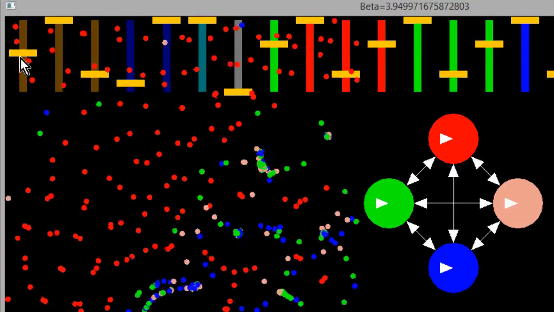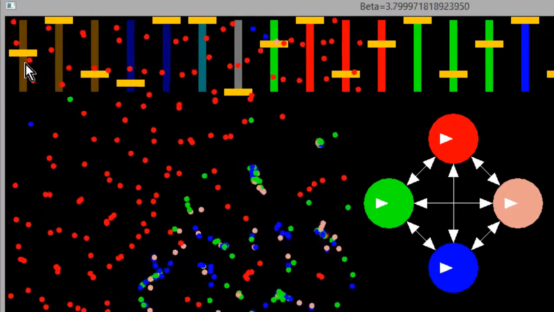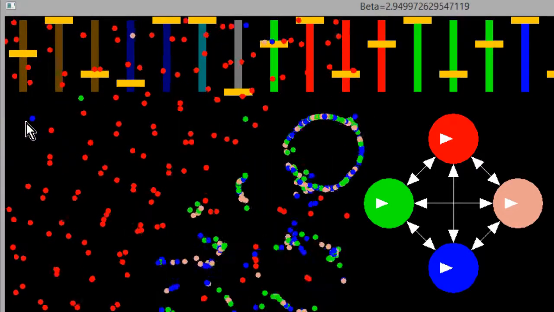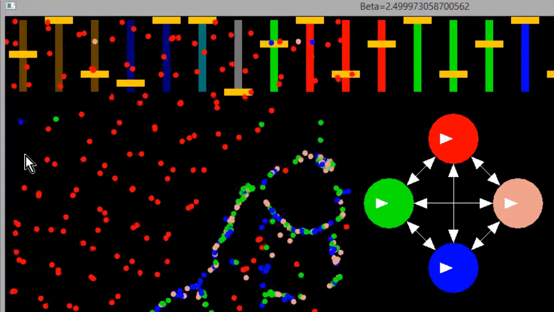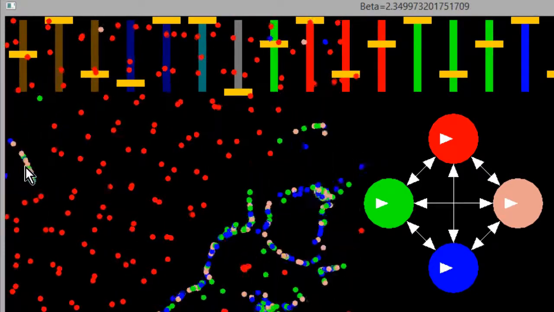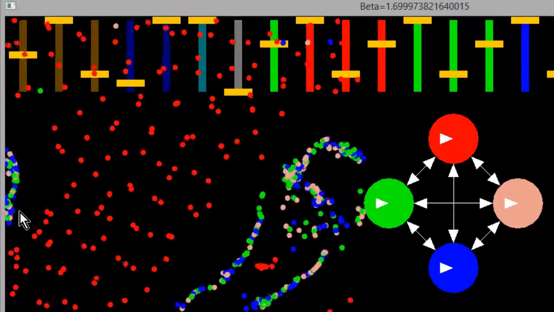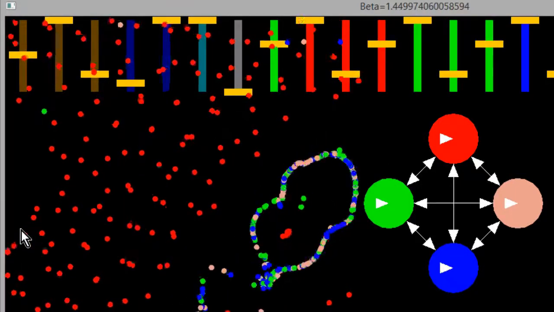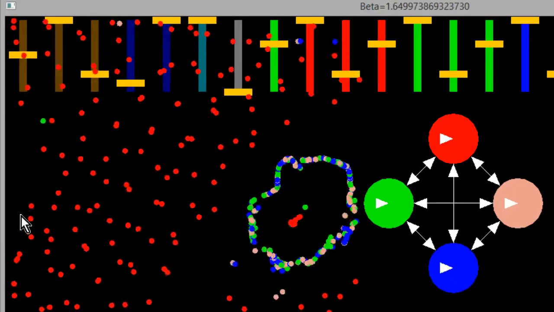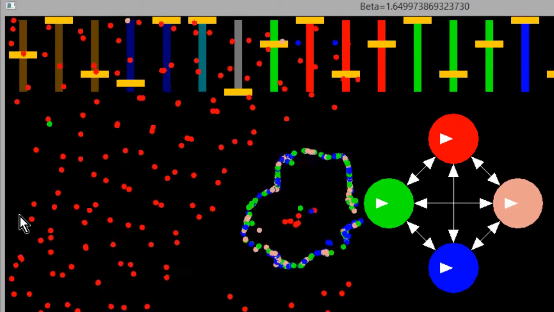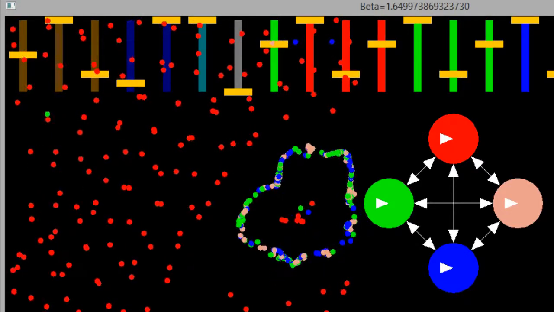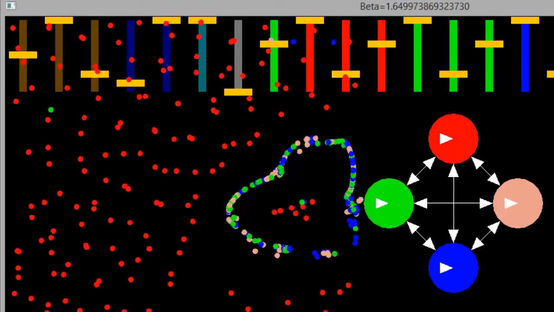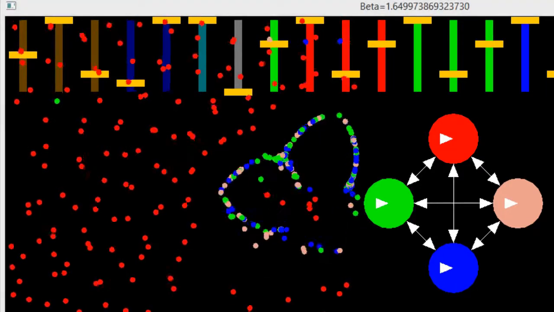So now let's change beta up and down and see what happens. We're going to go down to this magic beta I found of 1.65. Let's watch this for a while.